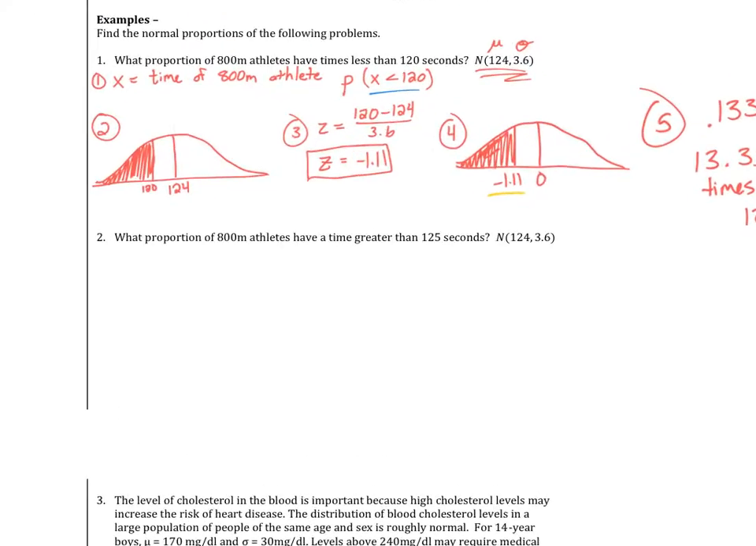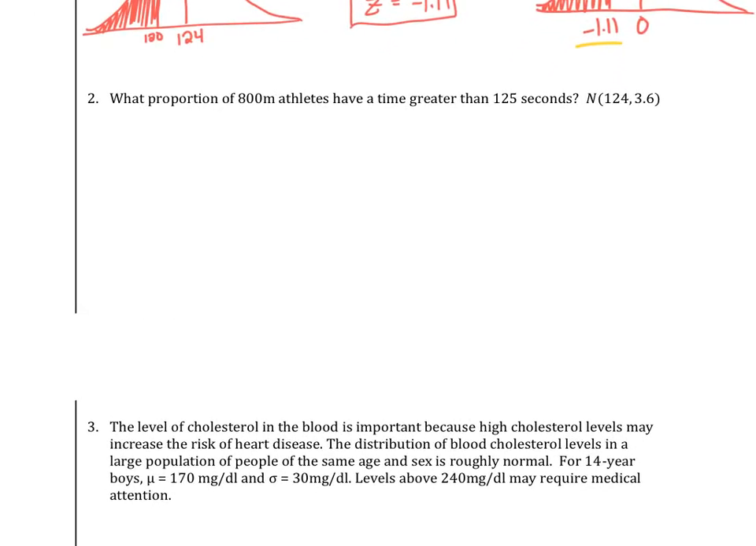Okay, let's try number 2. The first step is define your variable in terms of x. So in this one, they tell us what proportion of 800 meter athletes have a time greater than 125. So for step 1, we would just again say x equals time of 800 meter athlete.